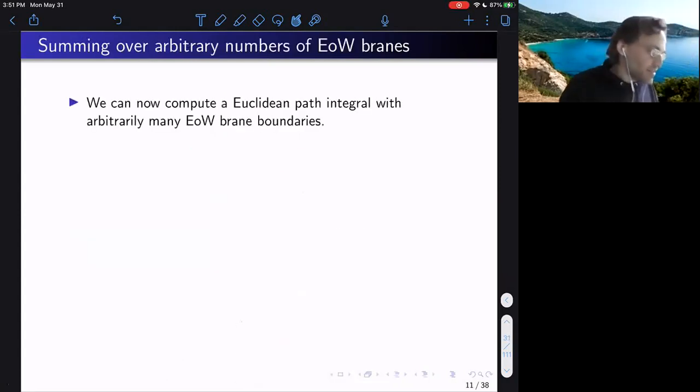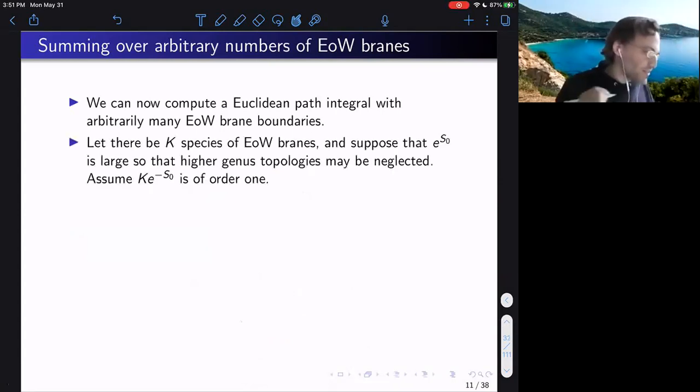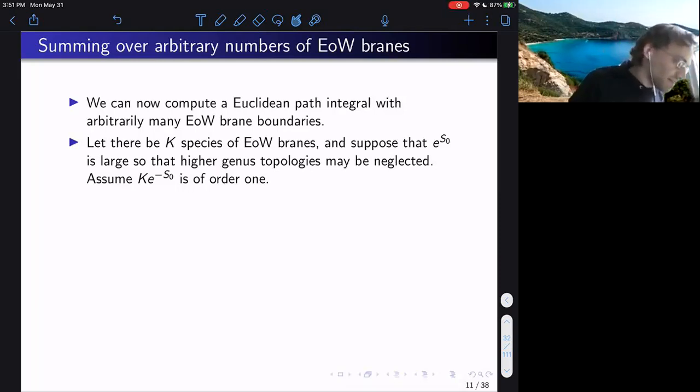Okay, so this is how we compute the path integral with one AdS boundary and one end of the world brane boundary. Now we can generalize this to include more end of the world brane boundaries. The calculation we're interested in is one where there are k species of end of the world branes. I'm going to suppose that the genus suppression parameter, e to the S naught, is very large so that we don't have to consider handles. And I'm going to assume that k is on the order of e to the S naught.